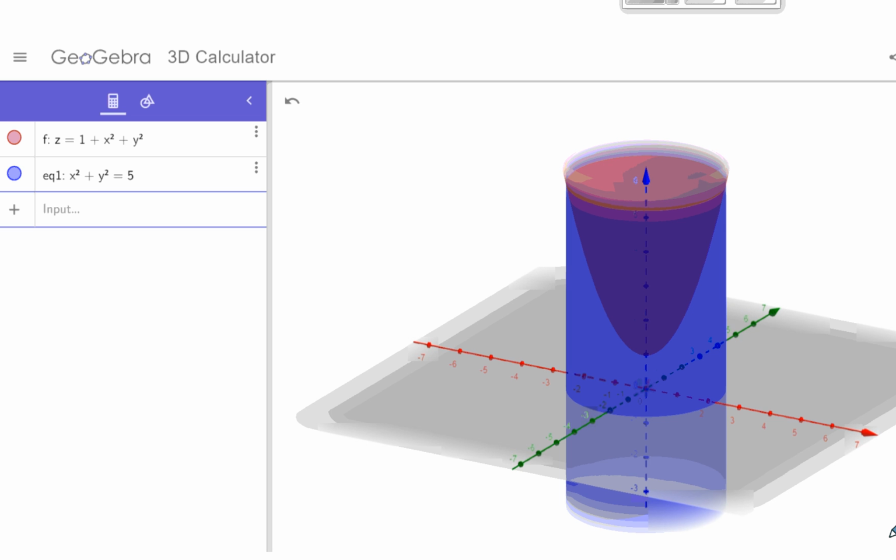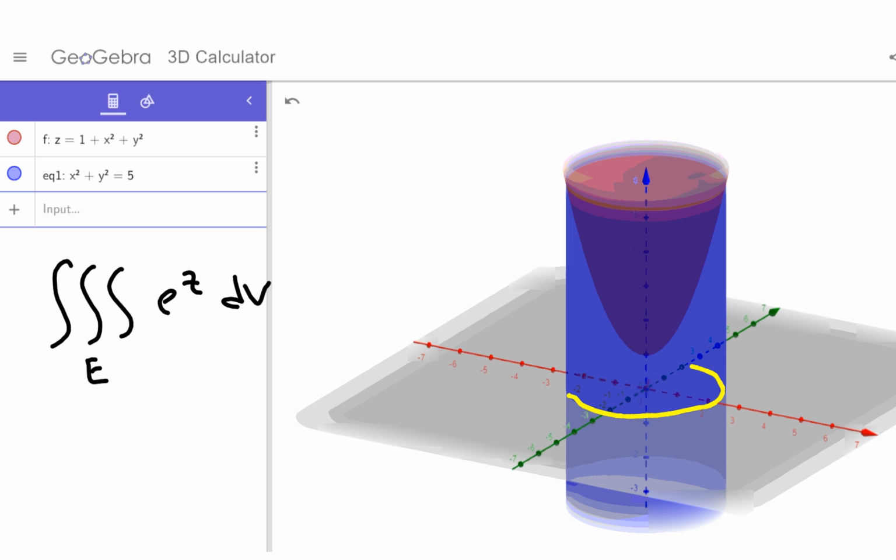So I'd like to take a look at another triple integral. This one's going to turn out to work really well if you use cylindrical coordinates. So generally you write dV here over the region E. The solid region E is the region that is above the xy plane, contained within this cylinder. The cylinder's equation is x squared plus y squared equals 5.